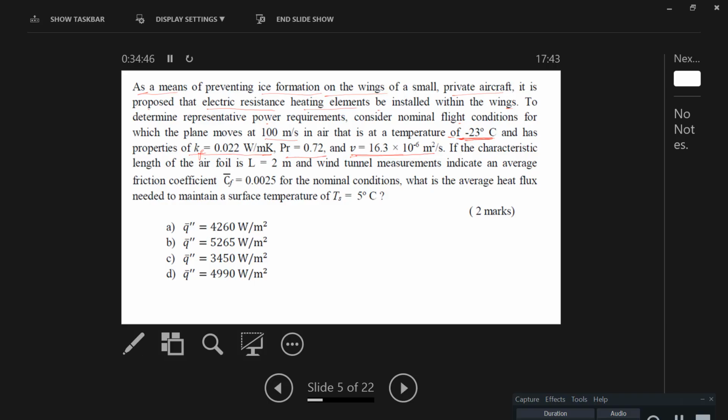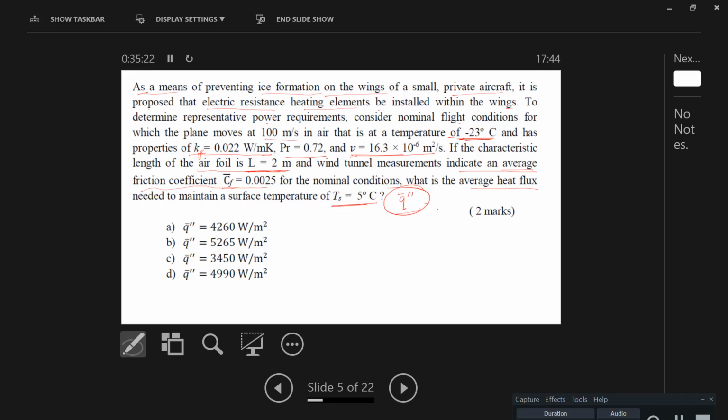Now, if the characteristic length of the airfoil is L equal to 2 meter and wind tunnel measurements indicate an average friction coefficient CF bar for the nominal conditions, what is the average heat flux needed to maintain a surface temperature of Ts equal to 5 degrees Celsius? So here they have asked to find out the average heat flux, that is q double dash average.